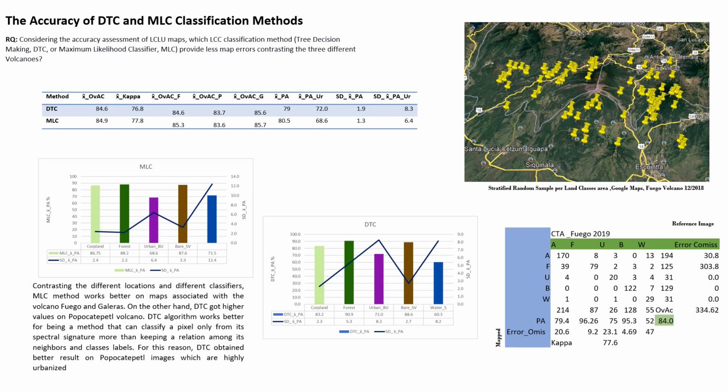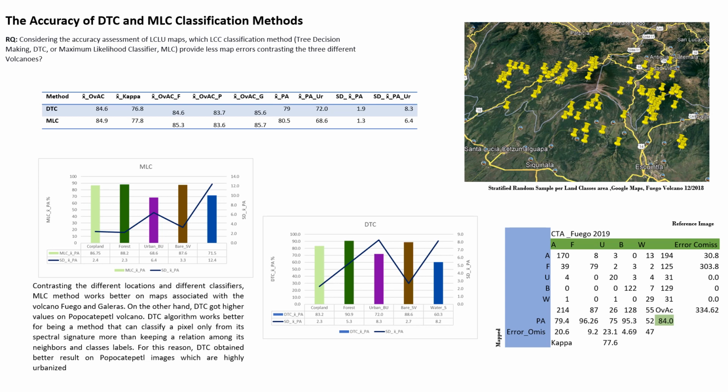In our accuracy assessment section, we have a table that gives us the mean result of all images which were assessed. As you can see on the graphs, we have the MLC and DTC analyzing the different land uses, but we also did the evaluation per volcano.